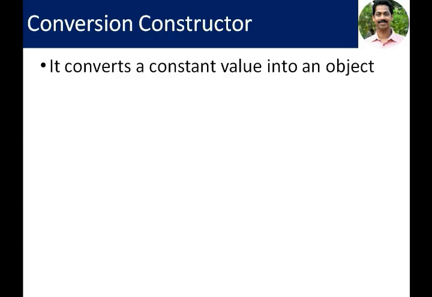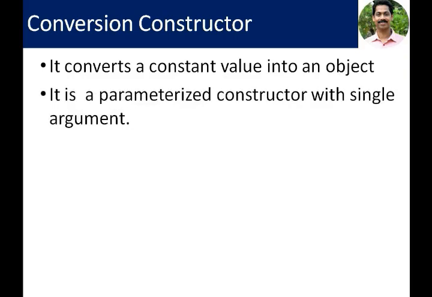Then the typecasting operator can be used to convert from one type to another type. Here it converts a constant value into an object. That's why it is called a conversion constructor. A constructor can be used to store a constant value into an object. Actually, it is a parameterized constructor with a single argument. Then the value we have to copy or convert into an object is transferred to the parameterized constructor.